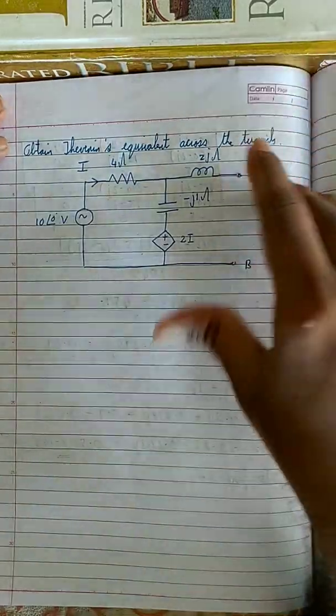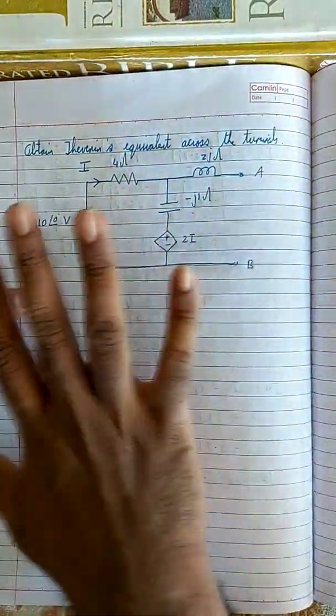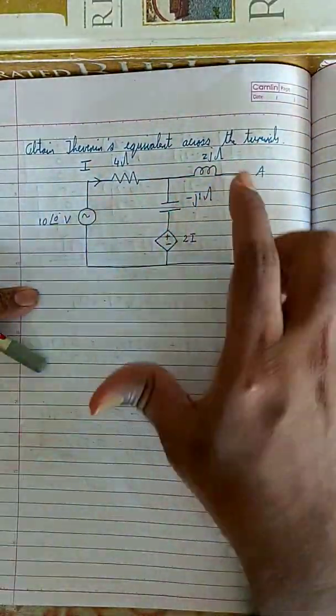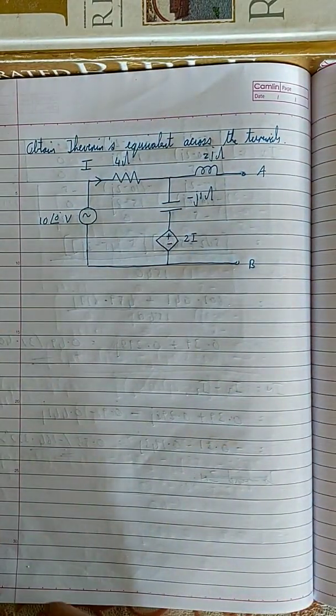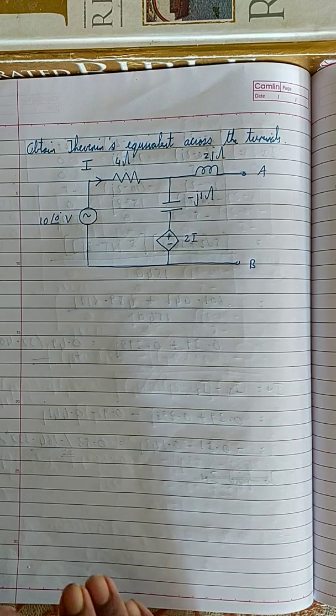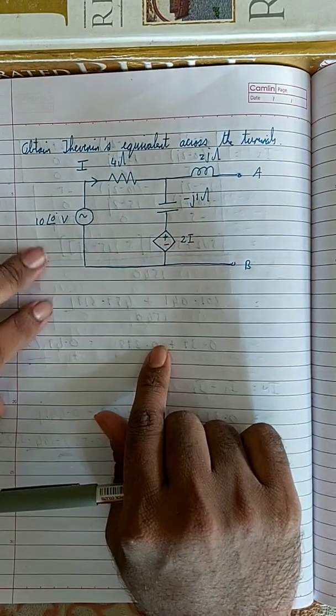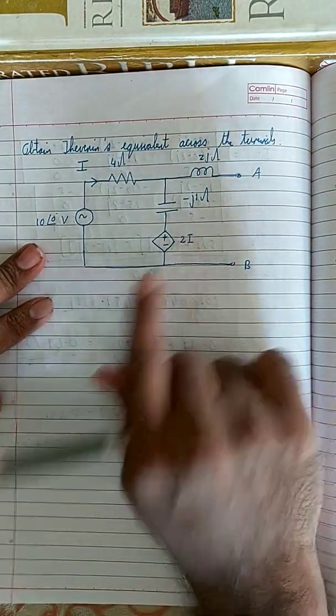So let's do this question. Finding the VTH is exactly the same. The difference comes in finding the impedance. Obtain the Thevenin's equivalent across the terminal. Here you have a dependent source, which means you need to find the equation for I.